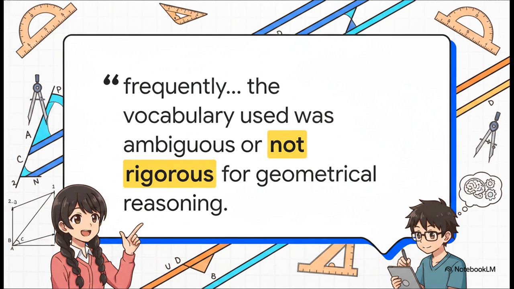It literally says, frequently, the vocabulary used was ambiguous or not sufficiently rigorous for geometrical reasoning. It was not uncommon to see confusion between alternate and corresponding angles. You see, the examiners are actively hunting for rigorous, precise vocabulary. Do not hand them an excuse to dock your points.